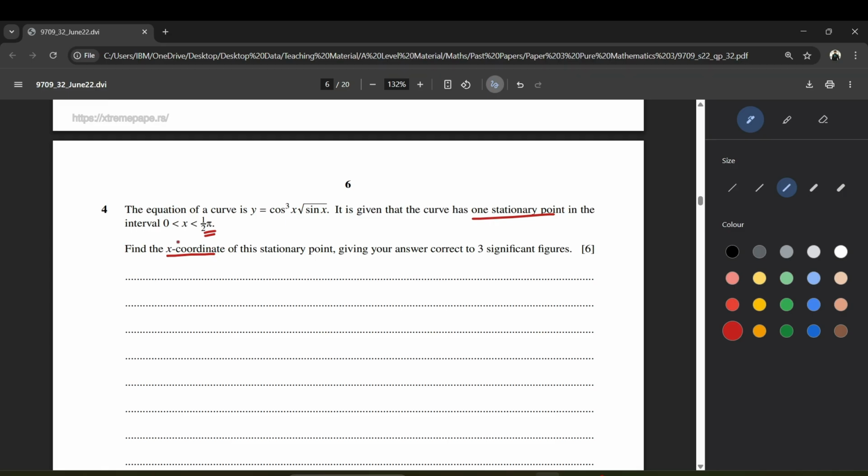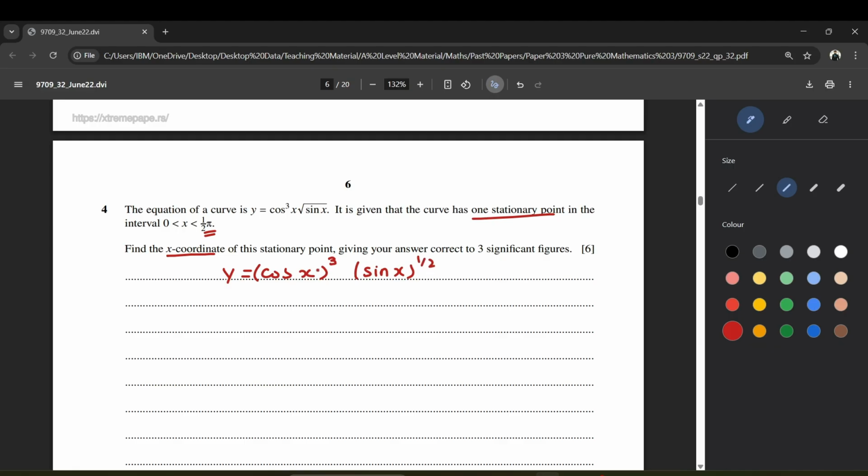So you can see that they've used the singular form. So that means there will be only one x coordinate of the stationary point. So there is only one stationary point in this interval. All right, so first, let me write this down. So cos cubed x can be written in this form, and root sine x can be written in this form.